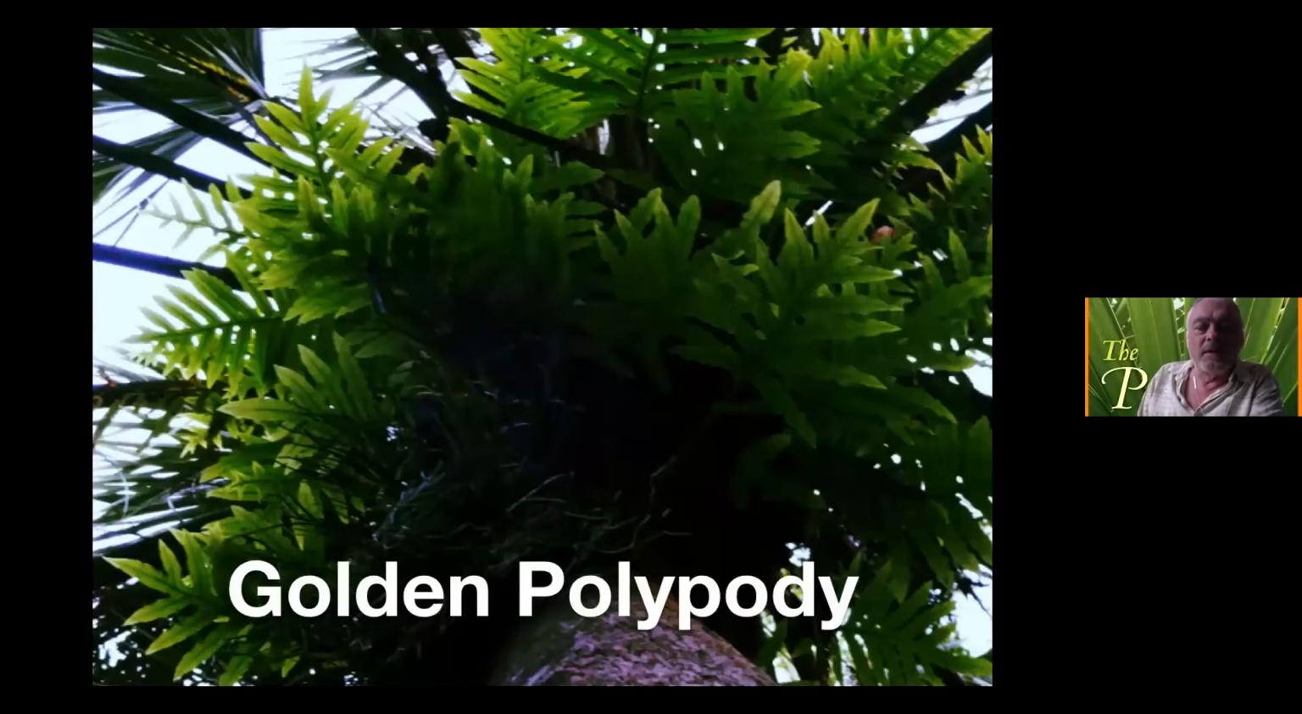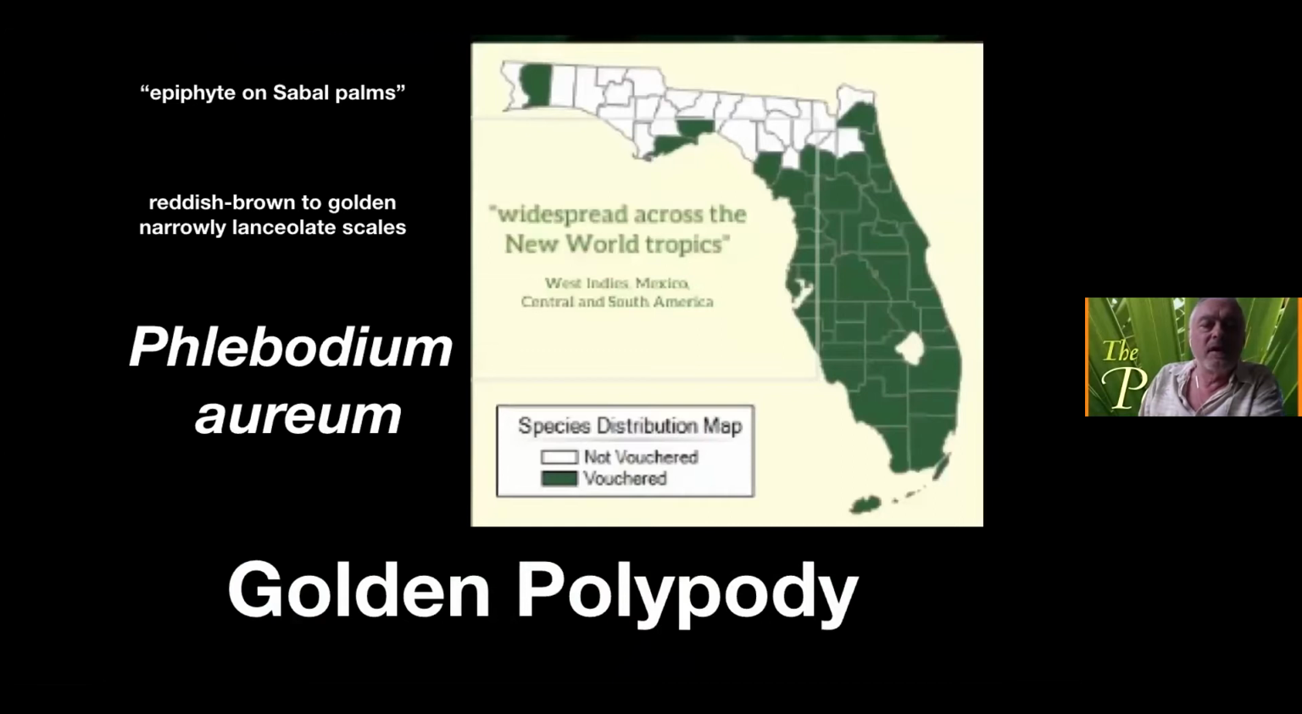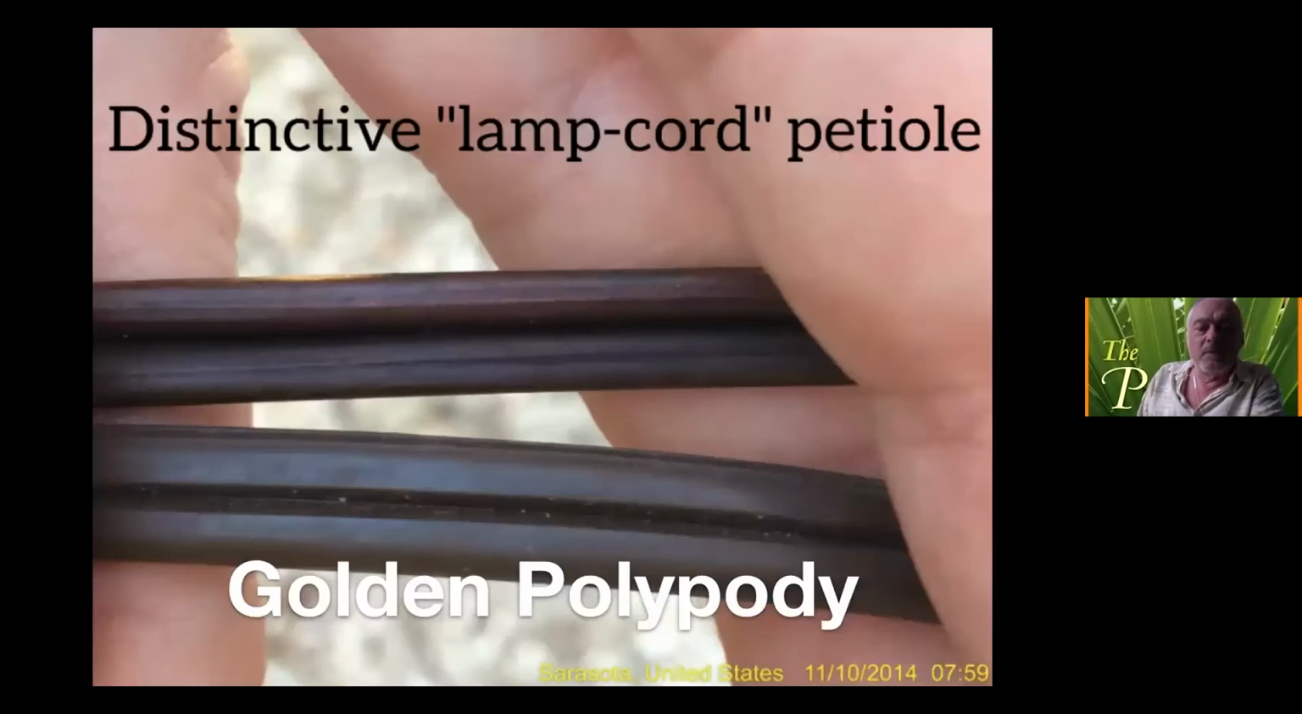Then there's the golden polypody fern. These are really big. These can be more than 3 feet long. They're typically found on cabbage palms. And the petiole, the stem of the frond, is above, and below is that old brown lamp cord that your grandmother had running to her lamps, and it looks almost exactly like lamp cord, with that groove down the center.